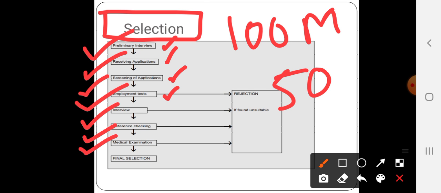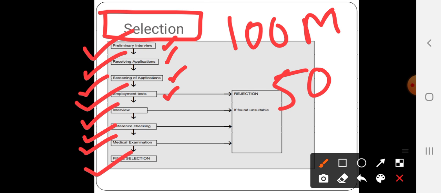Next is medical examination. I think it is not mandatory in all the jobs you apply for. Medical examination is mostly for NDA, Army, Air Force, where you should be physically fit while applying for the job. Next is final selection. Once you clear all these steps one by one, you will get selected for the role you have applied for.